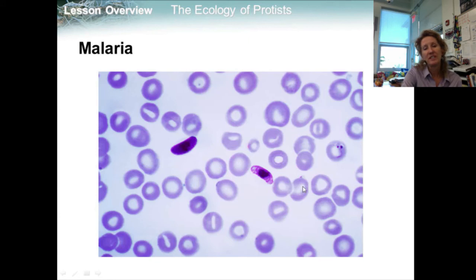Another fun-loving little parasite is malaria. Malaria is one of the world's most serious infectious diseases. Malaria is caused by Plasmodium, a spore-forming protist carried by the female mosquito. Plasmodium requires two hosts to complete its life cycle, the mosquito and the human. And here is how it happens.